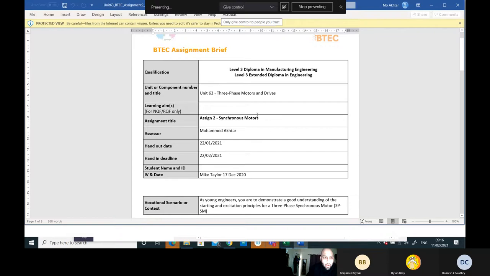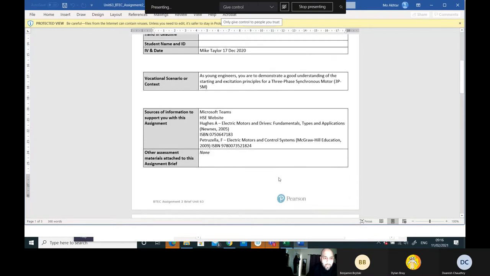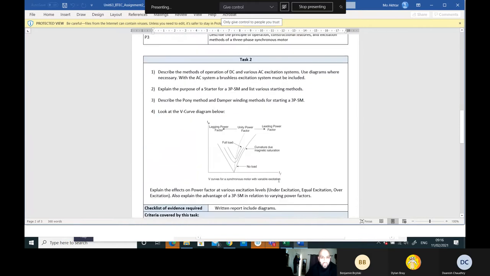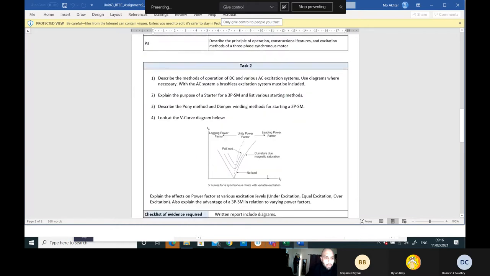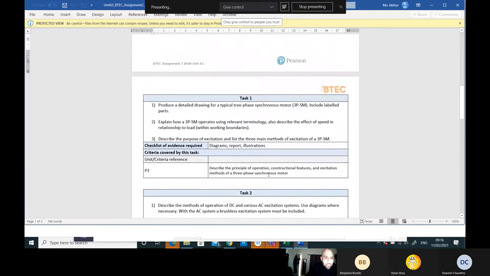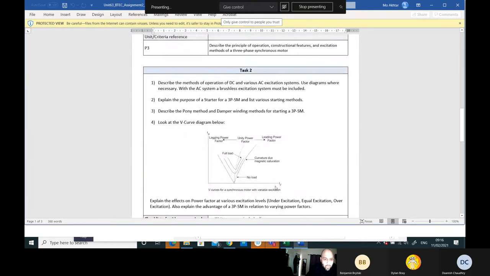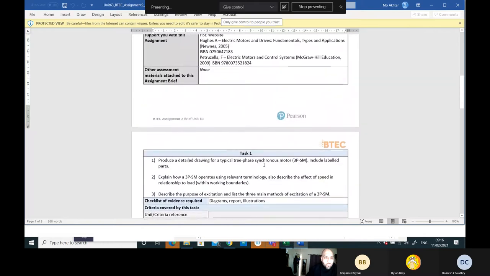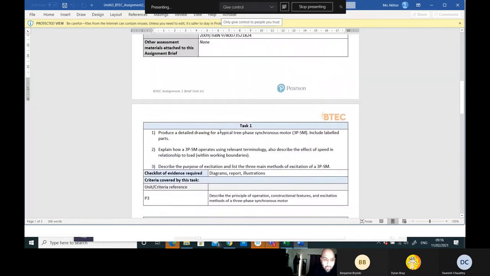Okay, so let me just go down, and basically you've just got two tasks to do in the assignment. It's P3 and it's M3 in terms of its assessment objective. I think it's just two tasks. Yes, it is two tasks. Now, let's go for the first one. Okay, produce a detailed drawing for a typical three-phase synchronous motor.